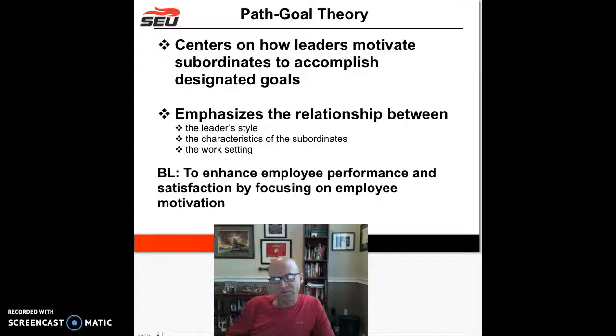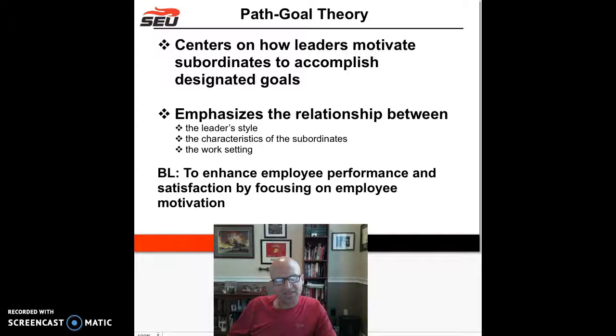Path-goal theory was pretty much brought into practice in 1971 by Robert House. This theory centers on how leaders motivate subordinates to accomplish a designated goal. So essentially, focus on the goal of the subordinate in order to achieve the organizational desires. And it emphasizes what the leadership needs to do to make that happen.